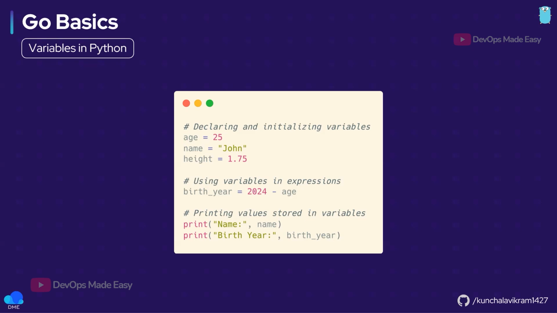Again, name is equal to zone. This is again another data. Height equal to 1.75. Again, this is another data. And here what I can do is create another variable called birth year, and then I can subtract 2024 minus the age of the person, right? Like 2024 minus 25, I can do that. And I can also use some print statements to print that particular data.